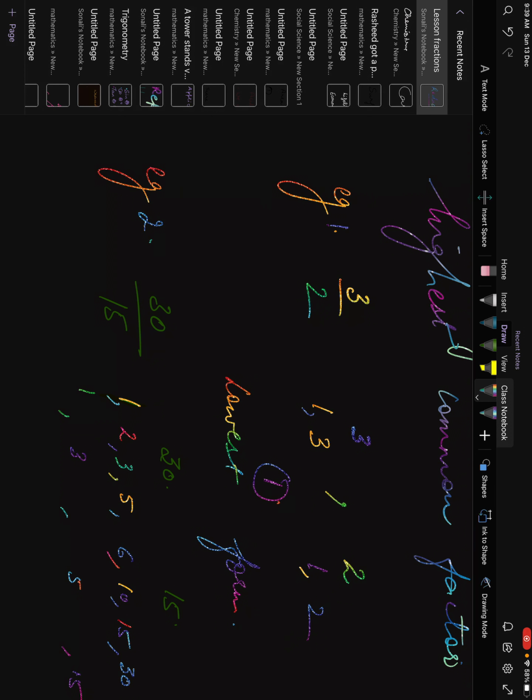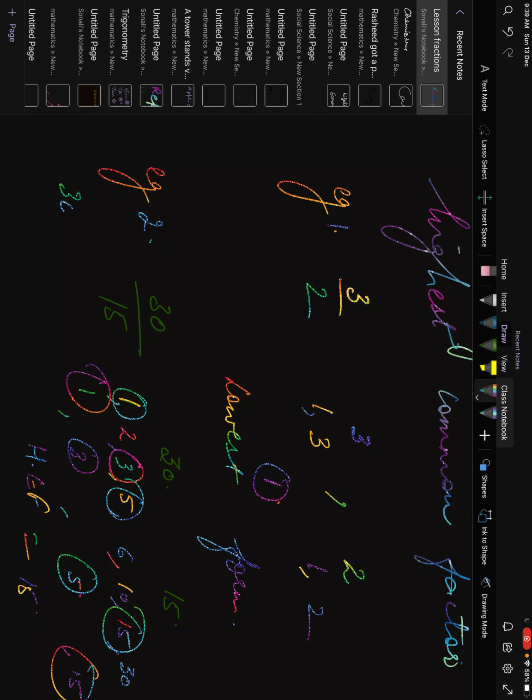Right? So what are the common factors? 1, 3, 5 and 15 as well. So what is the highest common factor? It is 15. So when you divide both the numerator and the denominator by 15, you get 2 and 1. Means you get a whole number. So 2 upon 1 is the fraction in the lowest terms.